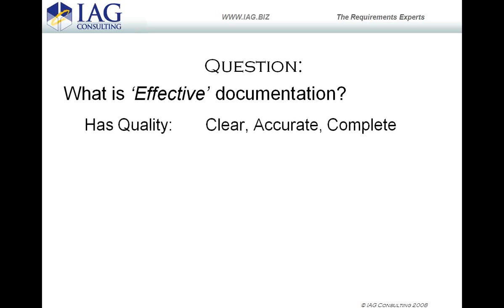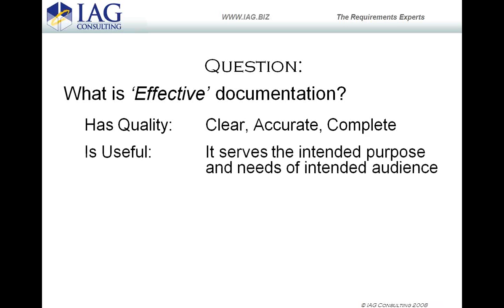And what I mean by effective is that effective requirements documentation, or business requirements documentation, is going to have quality for sure. It has to have quality, or it is not. And quality means it is clear, accurate, and complete. And if you don't have quality, then frankly, you're wasting your time. Okay? There's no point in having any other attribute until you have clear, accurate, complete requirements. The second thing is it has to be useful.